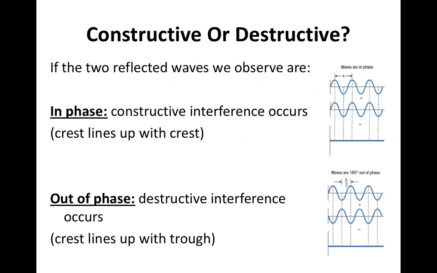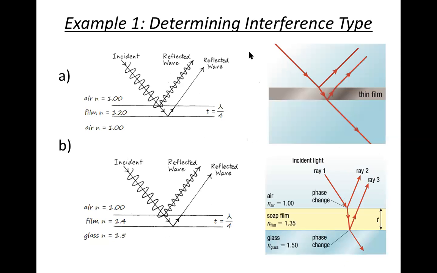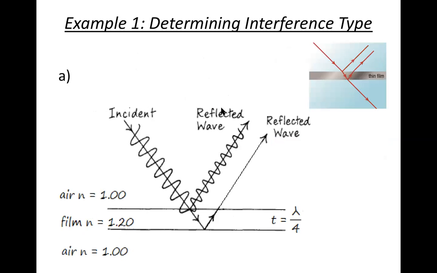So on this slide, there's nothing new. We know that when two waves are in phase, we get constructive interference. This is when crests line up with crests. And out of phase is when there's destructive interference, when crests line up with troughs. I'm just reminding you of this because our first example is going to ask if there is constructive interference of these two reflected waves or destructive interference or something maybe in between. So let's just blow up example 1A.